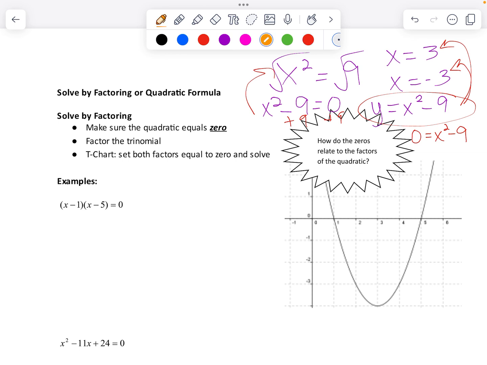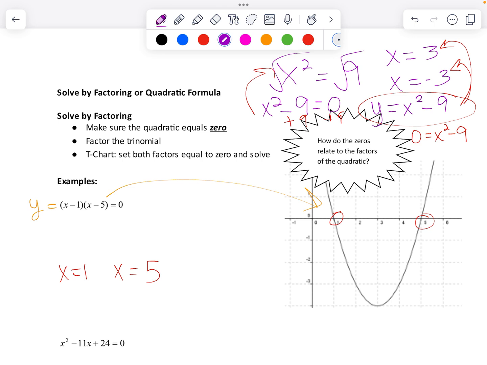So if we think about an equation in its factored form, we could think about something like y equals the quantity x minus 1 times the quantity x minus 5. That would actually be shown by this graph here. And what you might notice about this graph is that it has x-intercepts at 1 and 5. So really, the values that make this 0 are x equals 1 and x equals 5.